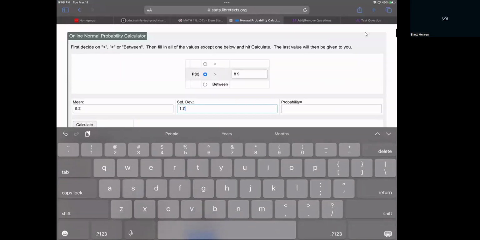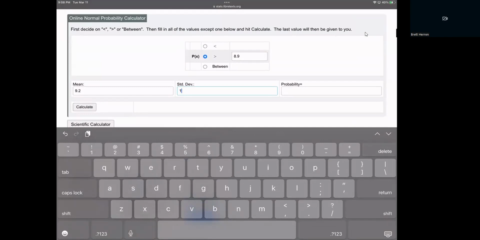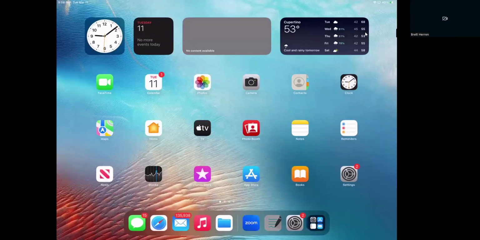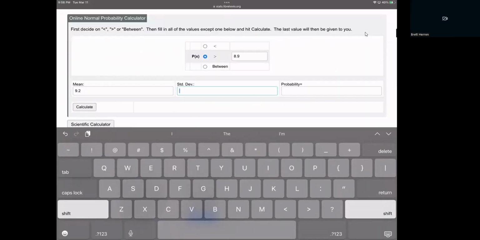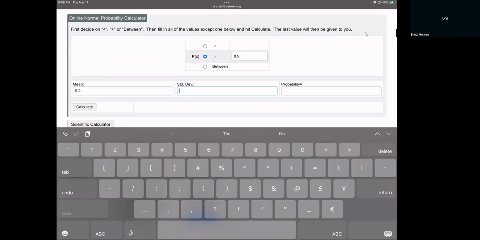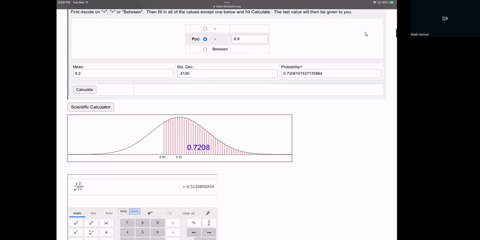I'm not sure. 1.7 divided by, where's my divided by? Oh, I don't even have a square root symbol here, huh? Yeah, it's not going to let me. All right, never mind. I'll put in that number, 0.5126. Let's put it in there. 0.5126. Where's my point? There we go. Calculate. There's the probability, 0.7208.